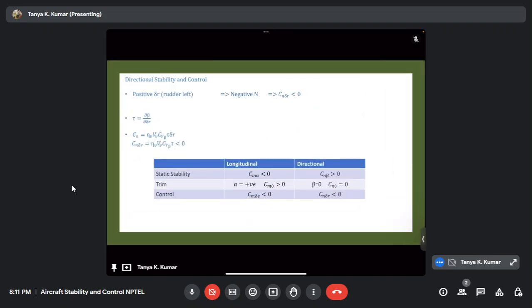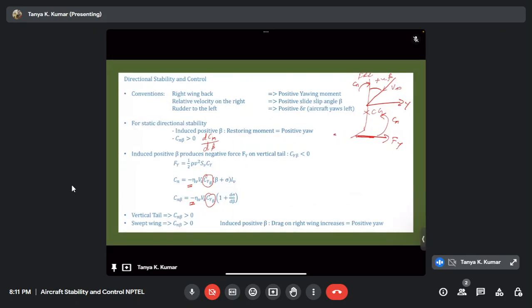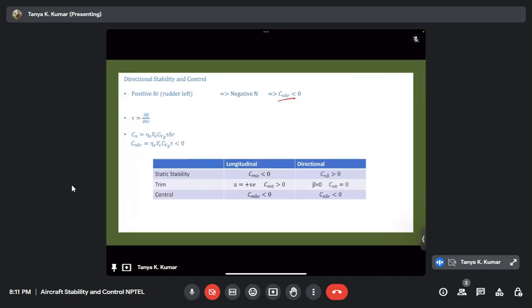Control aspect. Now positive rudder deflection we had seen is rudder to the left. It produces a negative yawing moment. We just saw that, right? See here. If I deflect my rudder to the left, it produces Fy in this direction, which produces negative yawing moment. Correct? Which is why your Cn delta R, which is dCn by d delta R, should be less than 0. For a positive rudder deflection, you have a negative yawing moment. So it is negative.